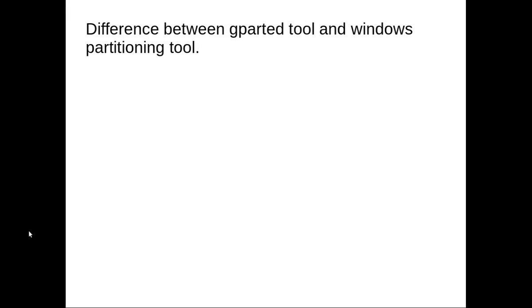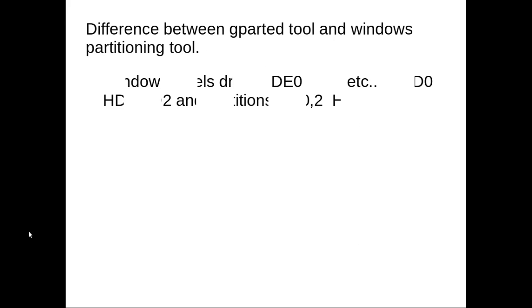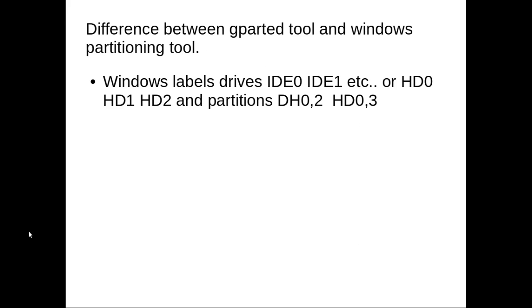So the difference between Gparted tools and the Windows partitioning tools? Well, Windows labels drives IDE0, IDE1, etc., or HD0, HD1, HD2, and partitions as HD0, comma, and then the number of the partition.